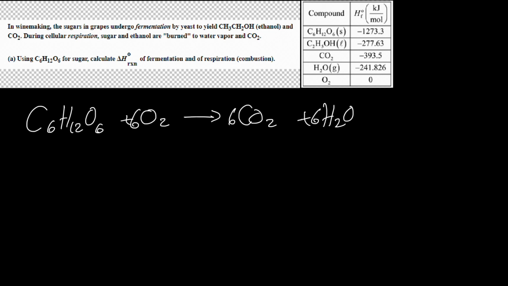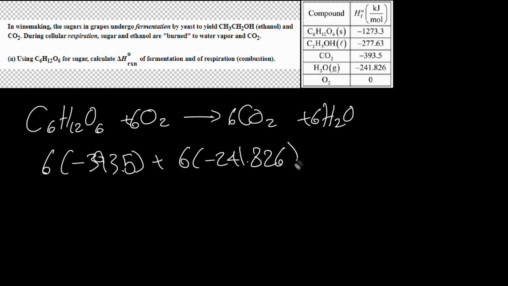And now you do the same thing, so products minus reactants for delta H values. So 6 times negative 393.5 for CO2 plus 6 times H2O, which is negative 241.826, minus the sugar. Oxygen doesn't have a delta H formation value. Well, it does, but it's 0, so it doesn't matter. So for the sugar, it's negative 1273.3.